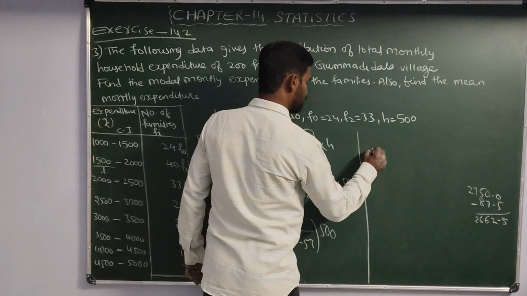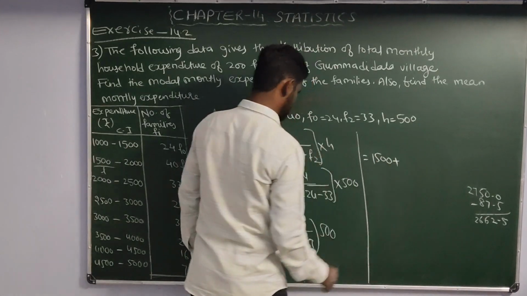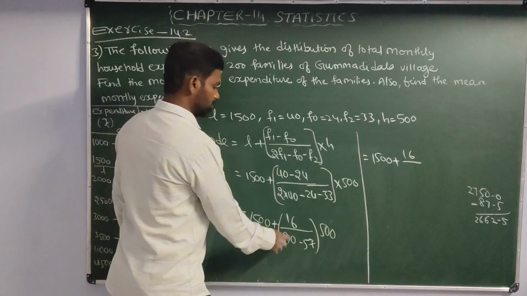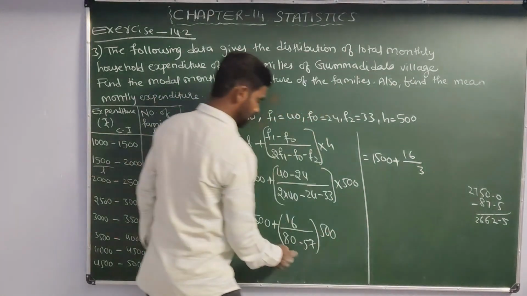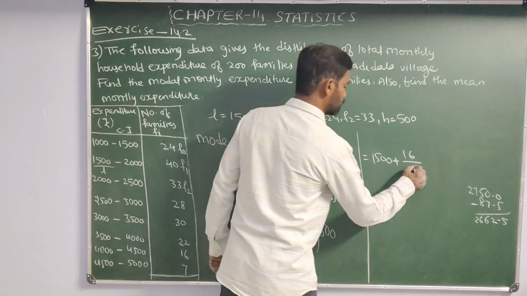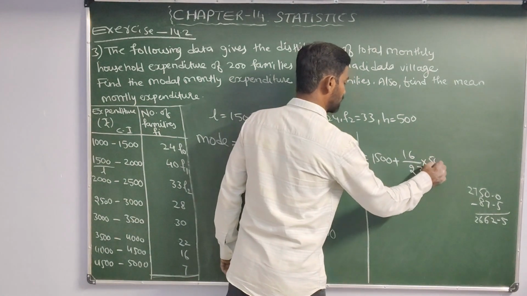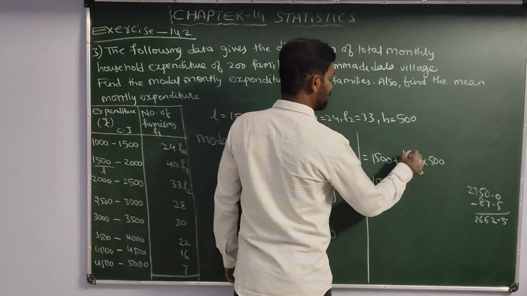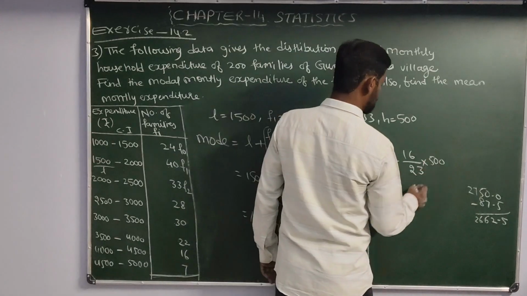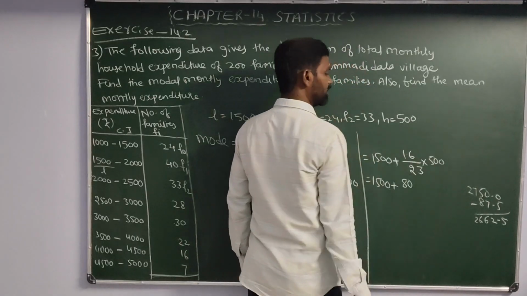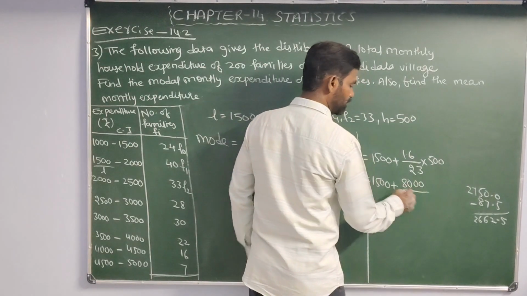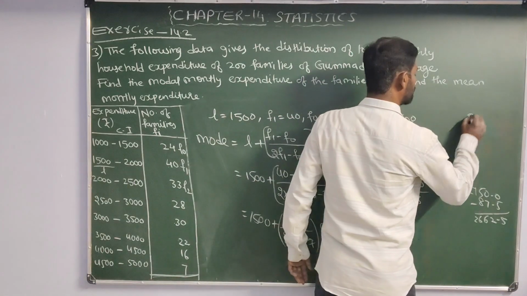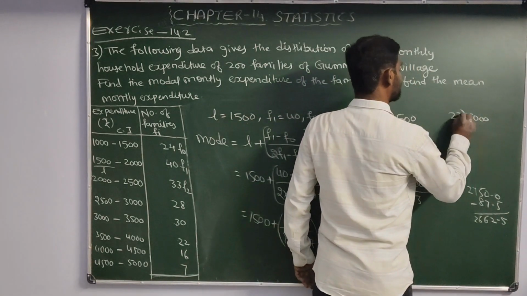So that is equal to 1500 plus 16 divided by 10 minus 7 it is 3, 7 minus 5 it is 2, into 500. 1500 plus 16 5s are 80. 16 5s are 80. Write these two zeros, divided by 23. Okay. Now divide 8000 by 23.